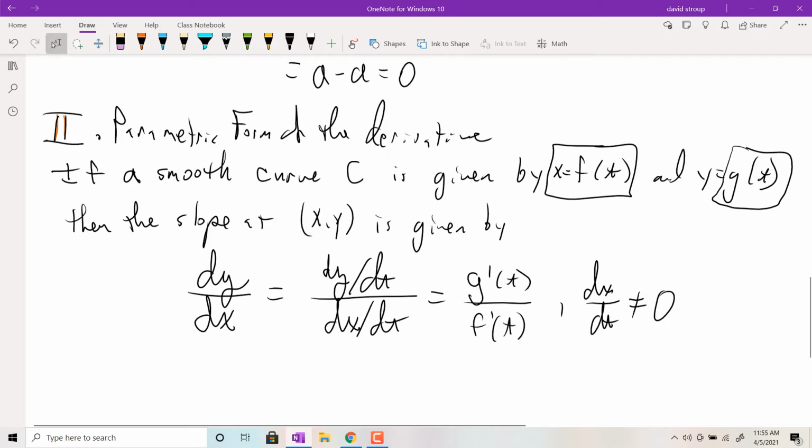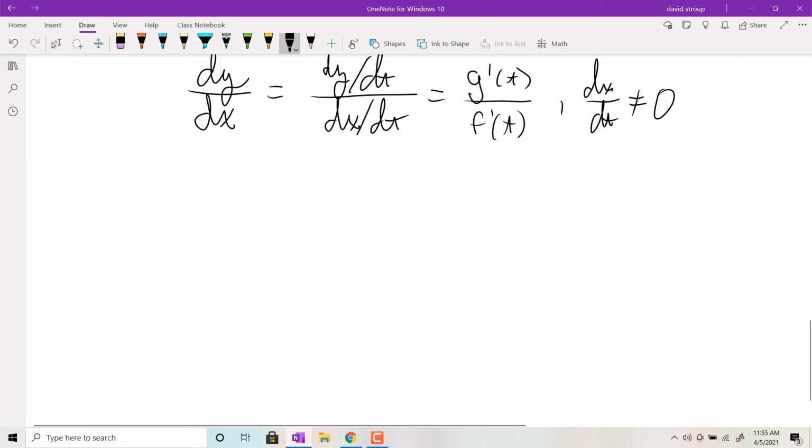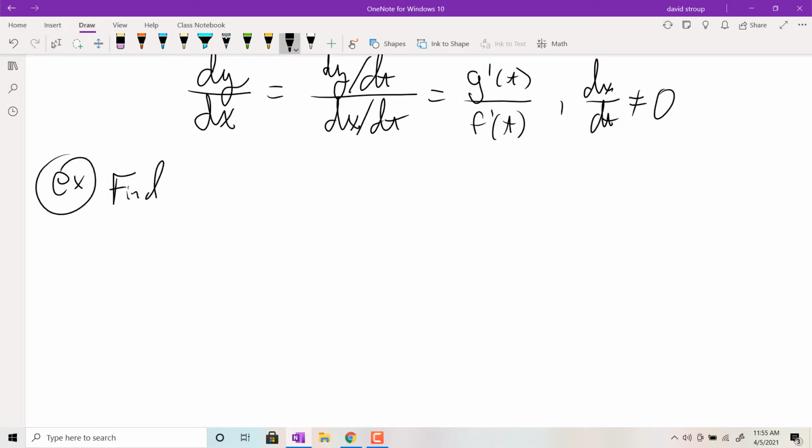So anyways, let's apply this to some problems. It's just an example in the book. Maybe I should look on my MyMathLab here in a sec. Find the derivative of y with respect to x, given x is equal to sine squared of theta, and y is equal to cosine squared theta.